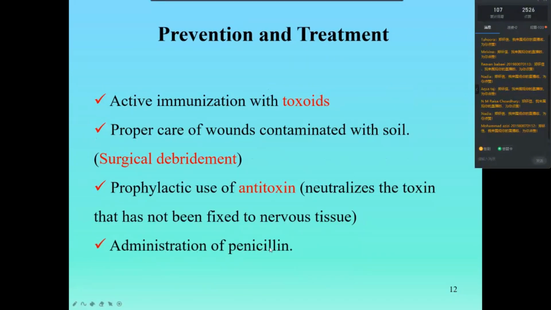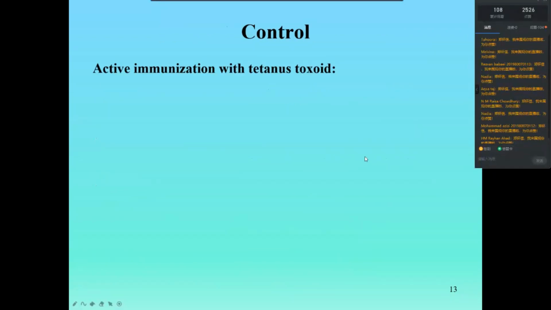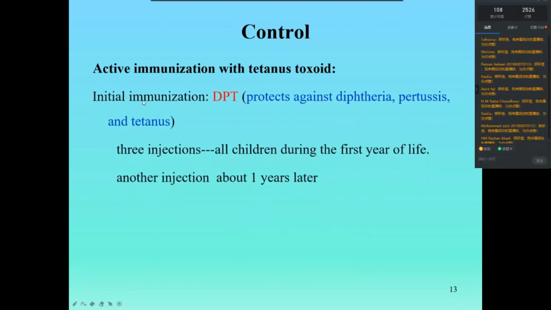And you can also give your patient some penicillin to kill the vegetative growing bacteria. That will also help. To control tetany, we should rely on vaccines. We can use active immunization with tetanus toxoid. So that's the immunization. When the baby is born, we usually give them DPT vaccine. That contains 3 different components. D is the diphtheria toxoid, P is pertussis toxoid, and T is for tetanus.